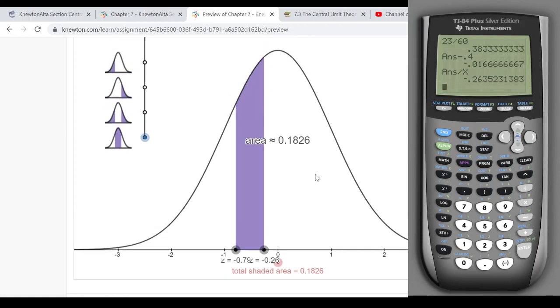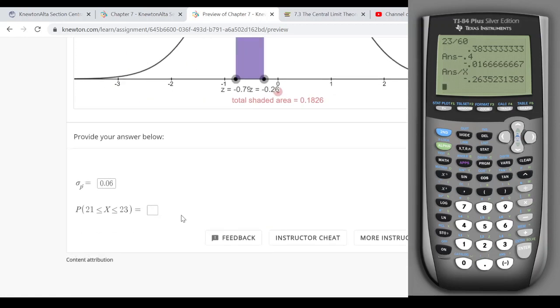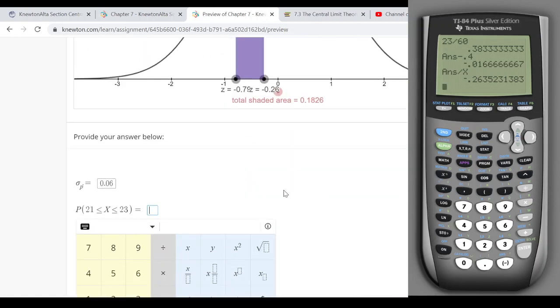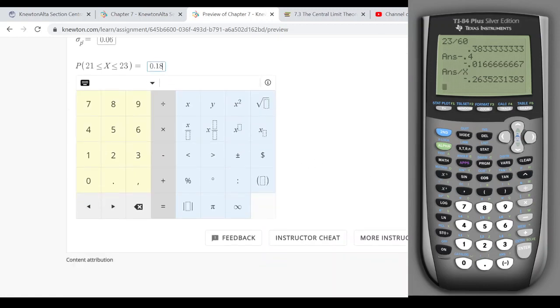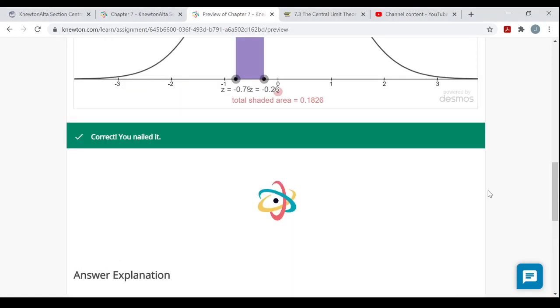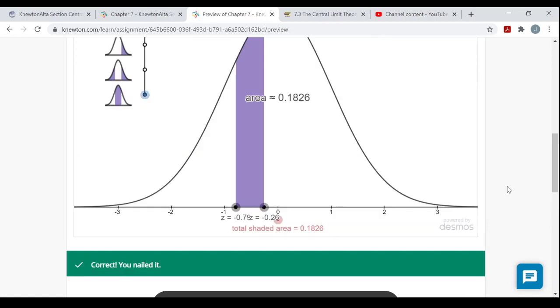The probability that between 21 and 23 people out of 60 have a debt of $10,000 or more is about 0.1826, which rounds to 0.18. It just says round all your answers to 2 decimal places. So approximately 0.18, about 18%. Calculator, submit. Wonderful. So hopefully you understand what happened here.